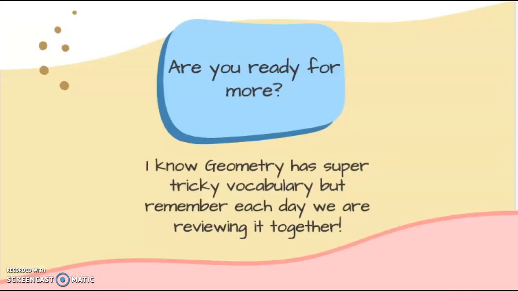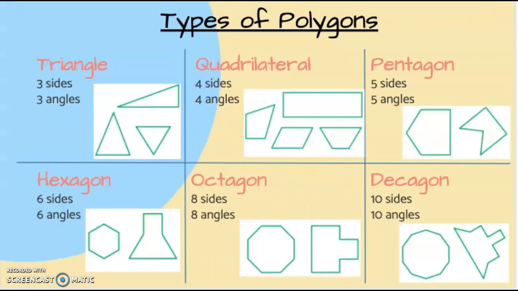I know geometry has been super tricky, but remember, each day we're going to review it together. Today we're going to review the types of polygons too, so you can get these labels of polygons in your head. So today we have triangle, 3 sides, 3 angles. Quadrilateral, 4 sides, 4 angles. Pentagon, 5 sides, 5 angles. Hexagon, 6 sides, 6 angles. Octagon, 8 sides, 8 angles. And a decagon, 10 sides, 10 angles. Remember, these are how we classify different types of polygons.